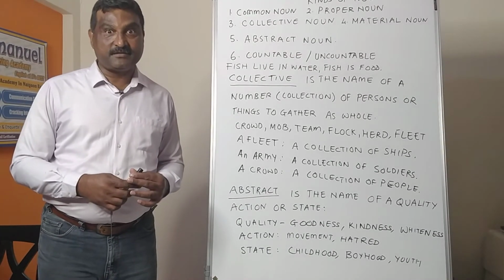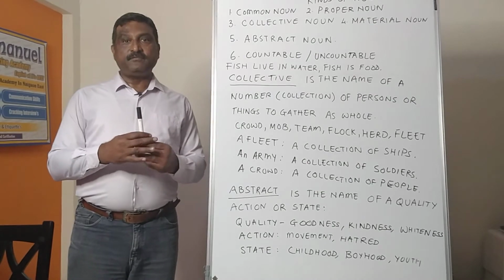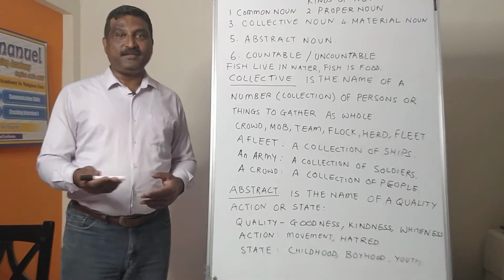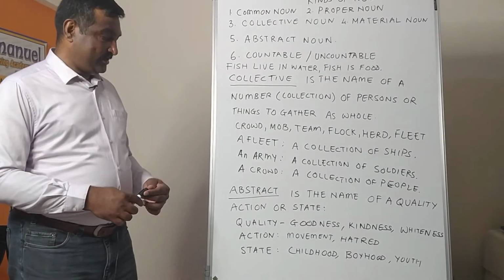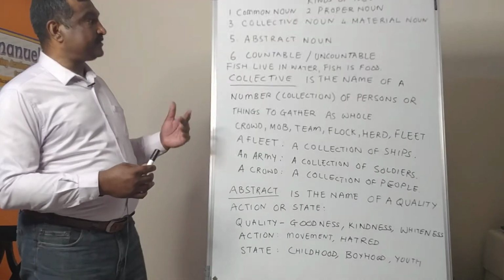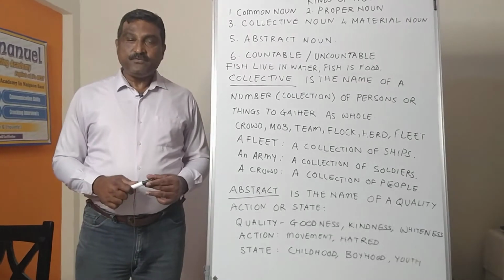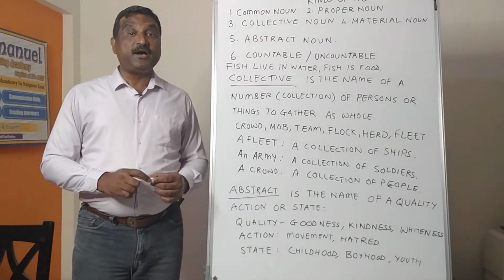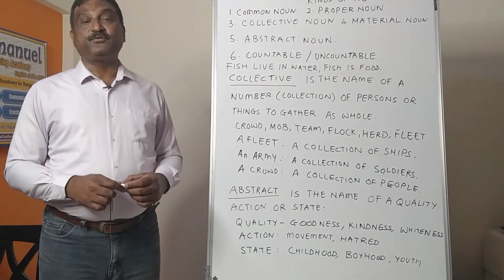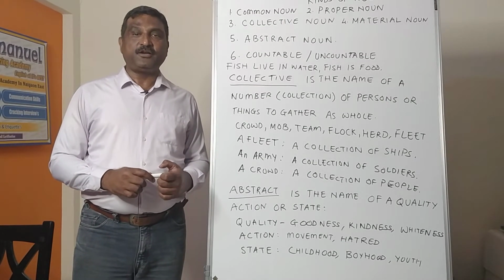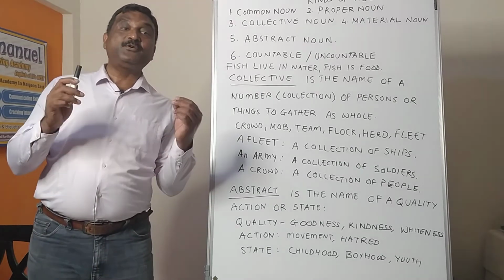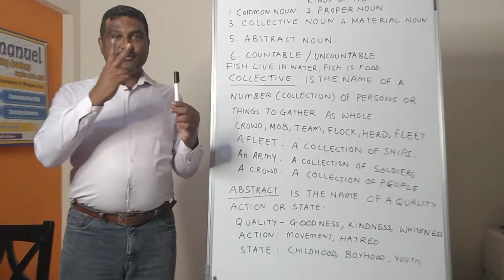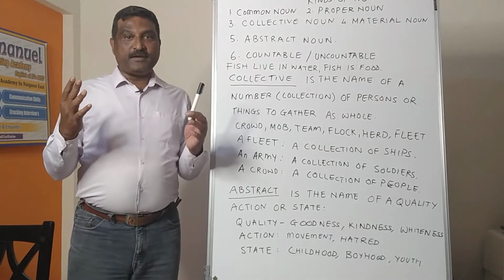A dead person is a state. You know, when a person is alive, he's got a name. But when he dies, it becomes a body. That body is a state now. Okay? So that's what we have in abstract noun. Now, the last is the countable nouns and the uncountable nouns. So what's a countable noun? A countable noun is something that you can count. For example, this pen, you can count. 1 pen, 2 pen, 3 pen, 4 pen.